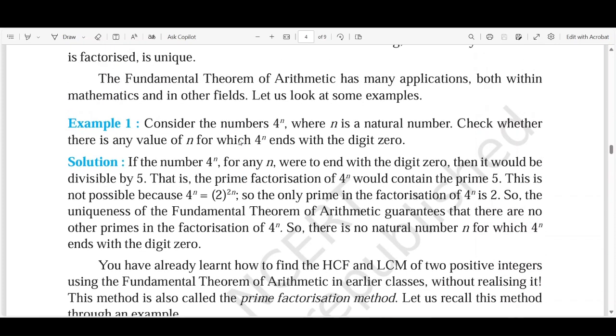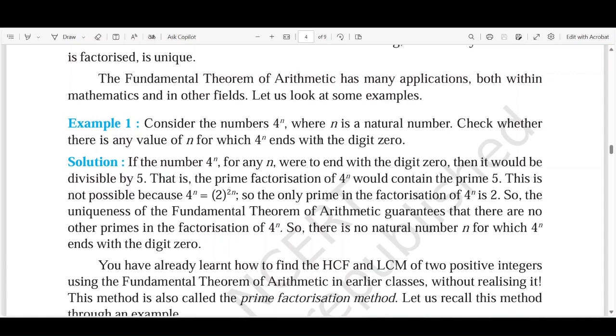Now they have given examples which show the real life applications of this theorem. So let us start discussing this. So example 1, consider the numbers 4 power n where n is a natural number. Check whether there is any value of n for which 4 power n ends with a digit 0. So here they have given the numbers of the form 4 power n where n is a natural number.